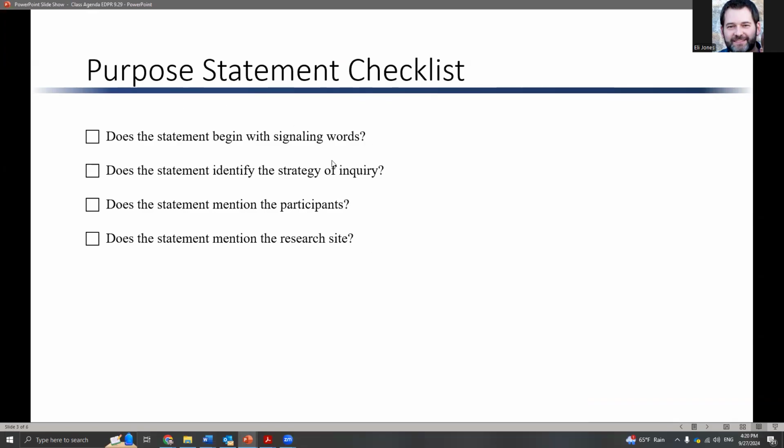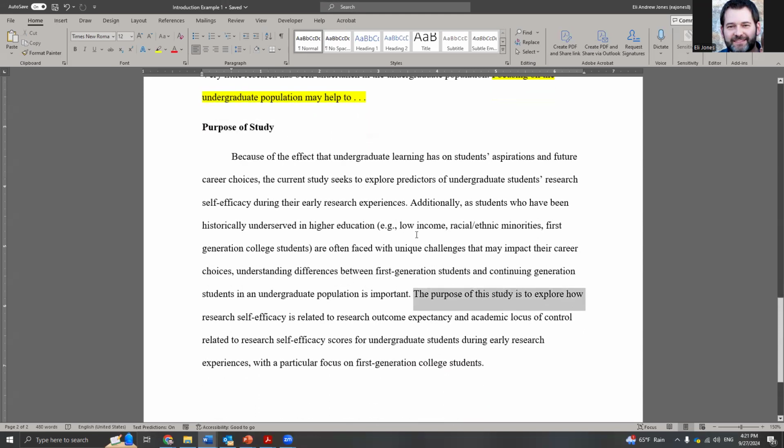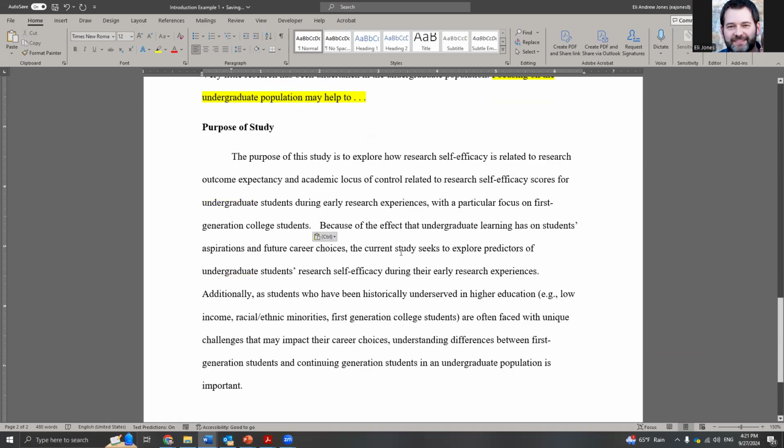But the problem is these signaling words. Again, here's a checklist that you can find on the class website for your purpose statement. Do they begin with signaling words? This is helpful. But actually, I might want to start out with the purpose of this study. So I might want to move this sentence up here. The purpose of the study is to explore, and then explain why this is important, right? So I'd have to read through this and make sure it still flows in the right way, but that might be more helpful. So let's highlight that word, because that is some signaling words that I'm trying to find.